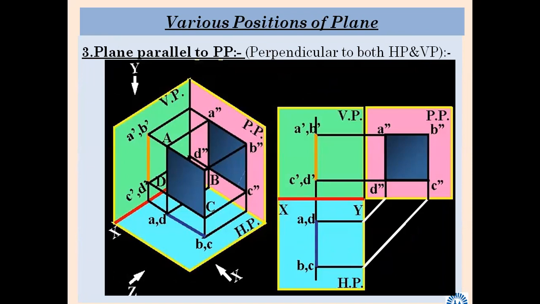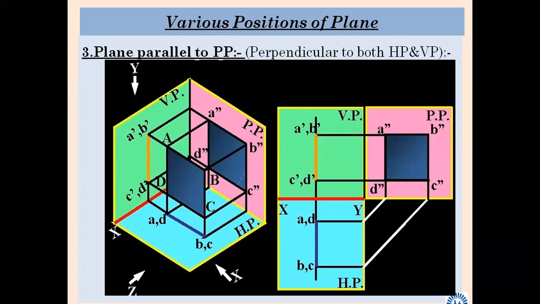We have seen one concept in the line chapter. If a particular line is parallel to one plane, what is the relation of that line with the remaining two planes? Perpendicular. Very good. It is perpendicular to the remaining two planes. Similar is the case here. As the plane is parallel to PP, it will remain perpendicular to both HP and VP.